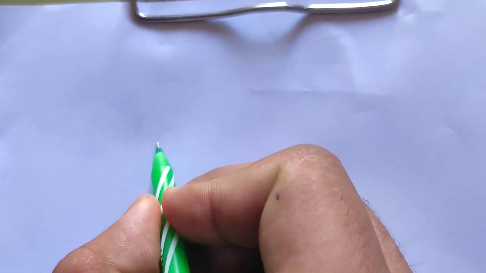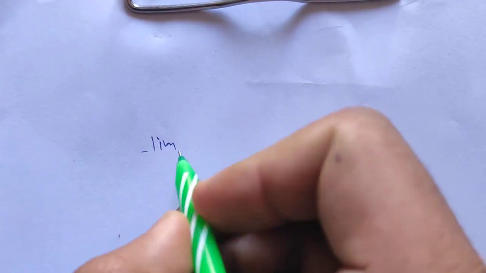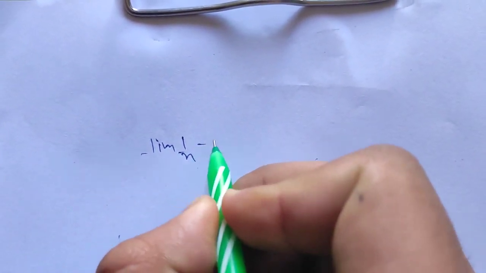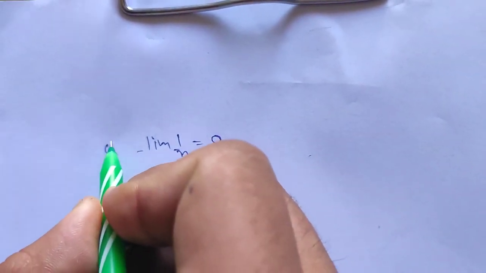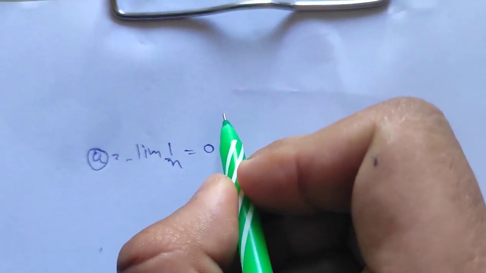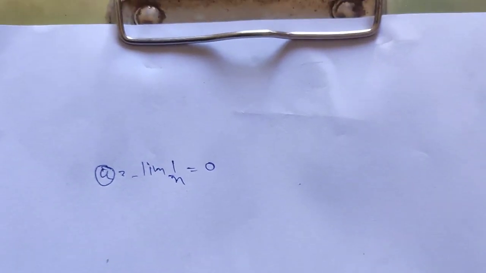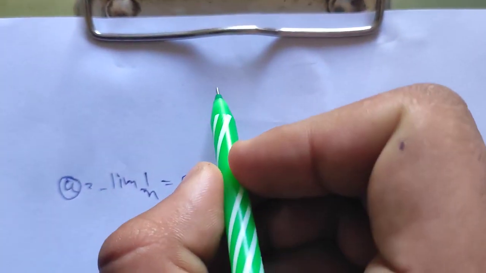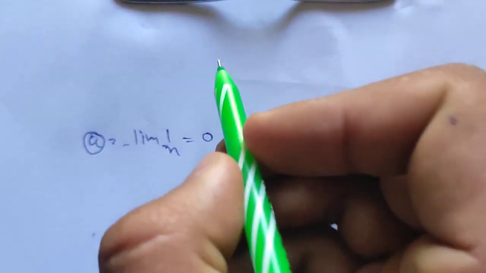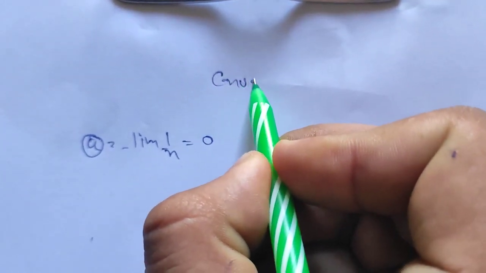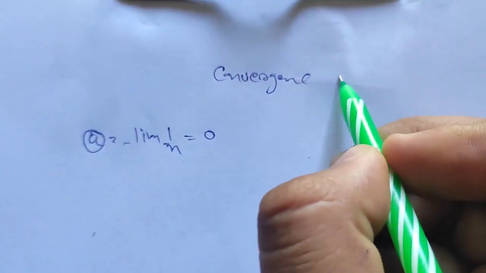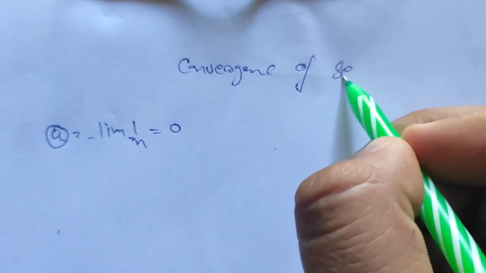Let's solve the questions. Okay, the limit of 1 upon n is 0. In the previous class I explained the convergence of sequences. Before going to the next topic, let's solve some questions. So our topic is convergence of sequences.